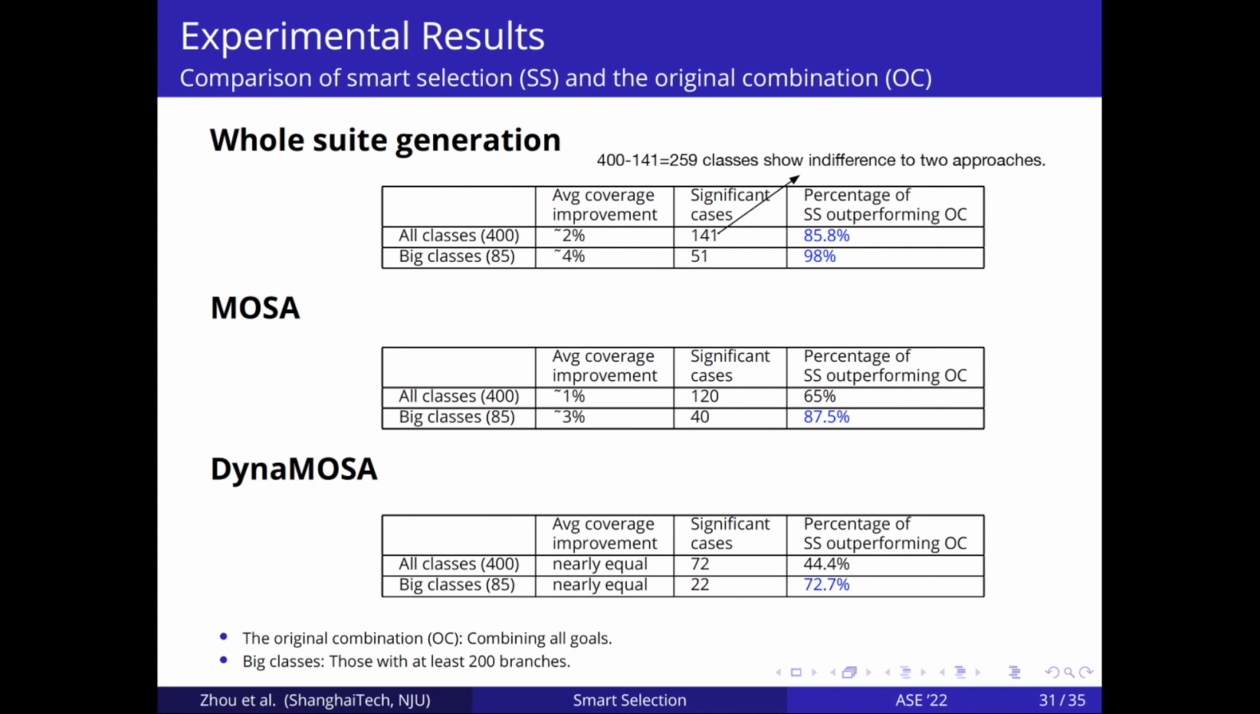Specifically, for classes with at least 200 branches, smart selection brings nearly 4% coverage improvement. 51 classes show a difference between smart selection and the original combination. In the 51 classes, the proportion of smart selection outperforming the original combination is 98%.